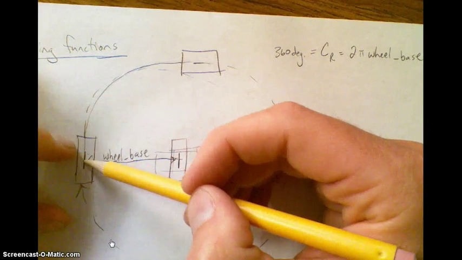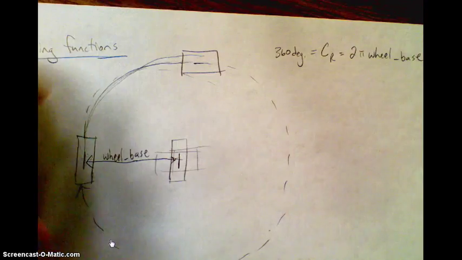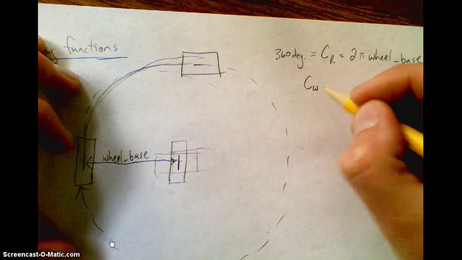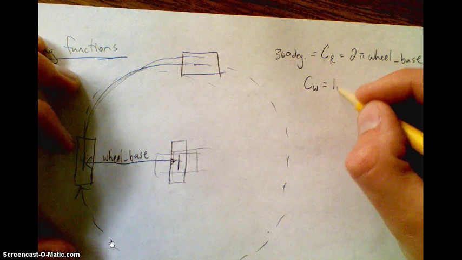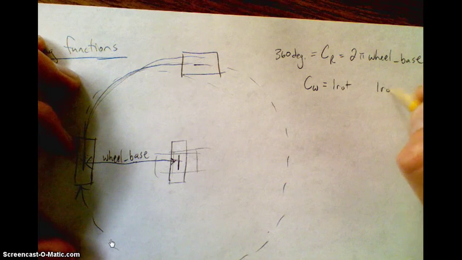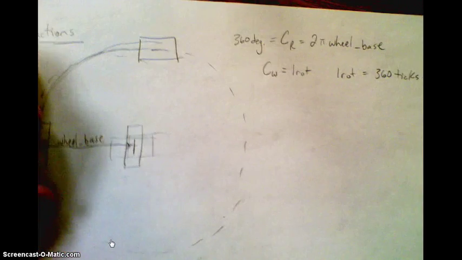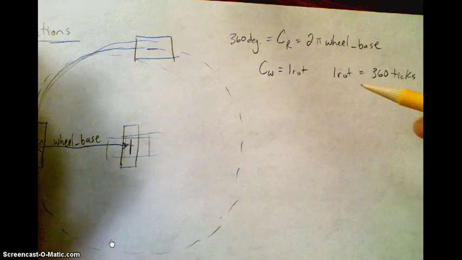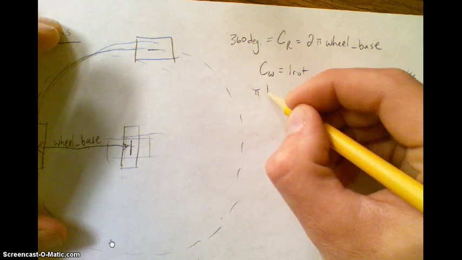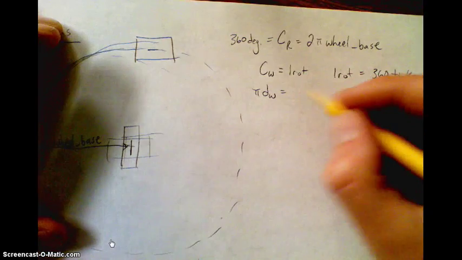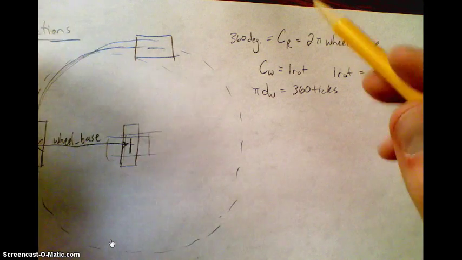And if this is the length that the wheel has to turn, that circumference, we can then calculate the amount of ticks, because we know that the circumference of the wheel is equal to 1 rotation, and we also know that 1 rotation is equal to 360 ticks if we're using the external encoders. Okay, and the circumference of the wheel is going to be pi times diameter of the wheel, so that's going to be equal to 360 ticks. We can come up with an equation using these conversion factors.